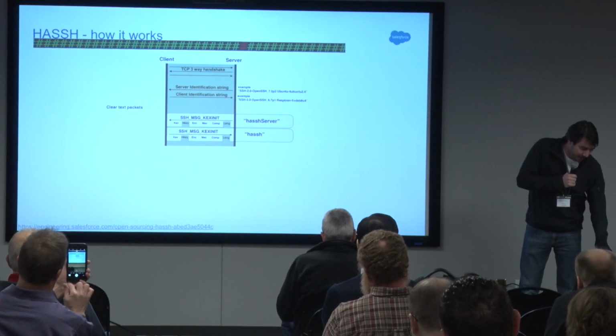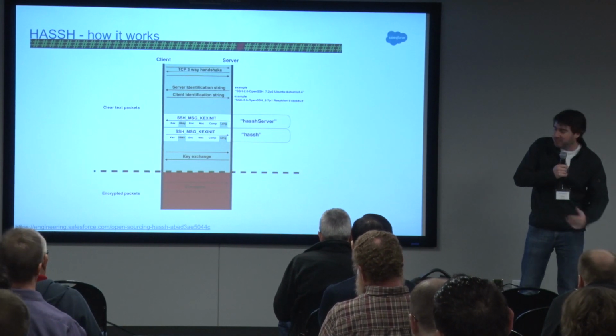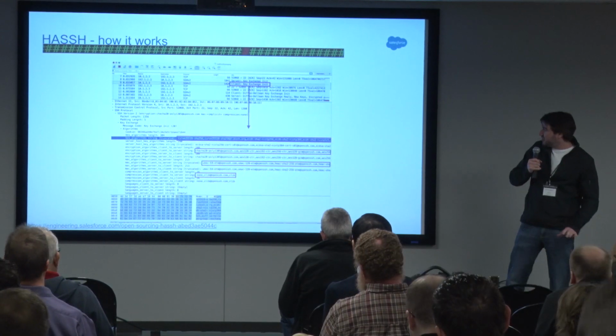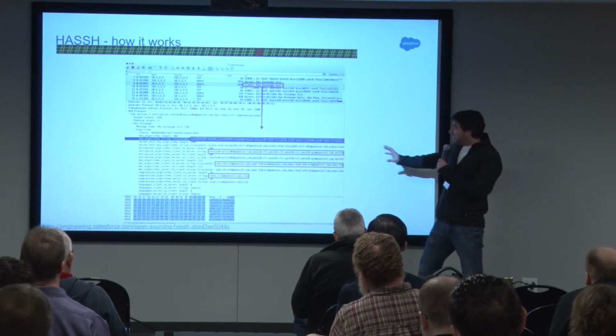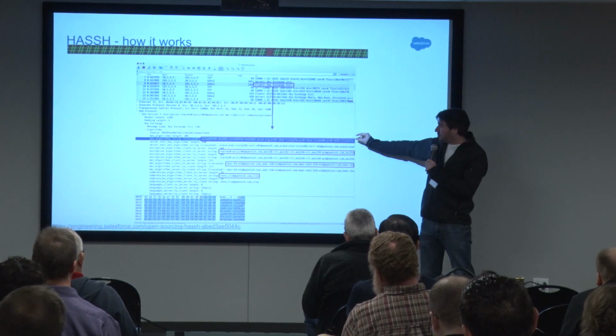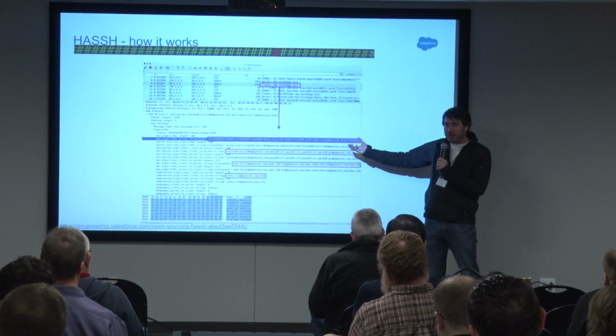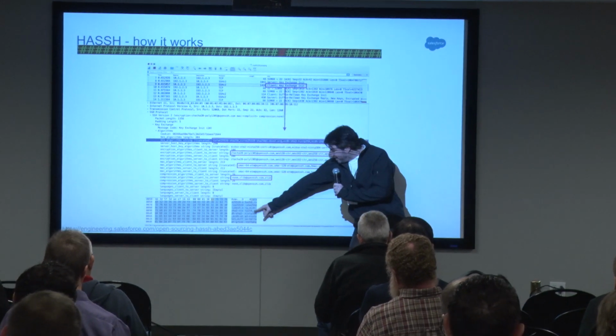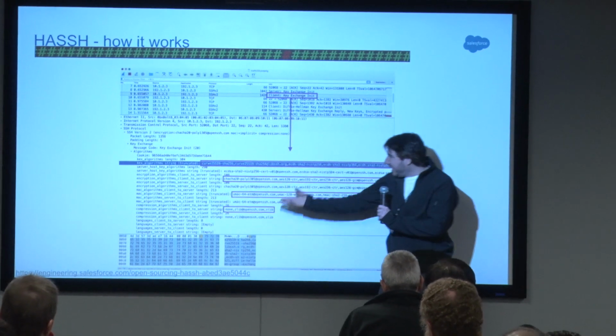For the fingerprinting, then there's the key exchange, and then everything after that is encrypted. This is what it looks like in Wireshark, and this is not Wireshark extracting more data and giving you more data. This is literally what it looks like. If you look at the code down here, it's just ASCII.